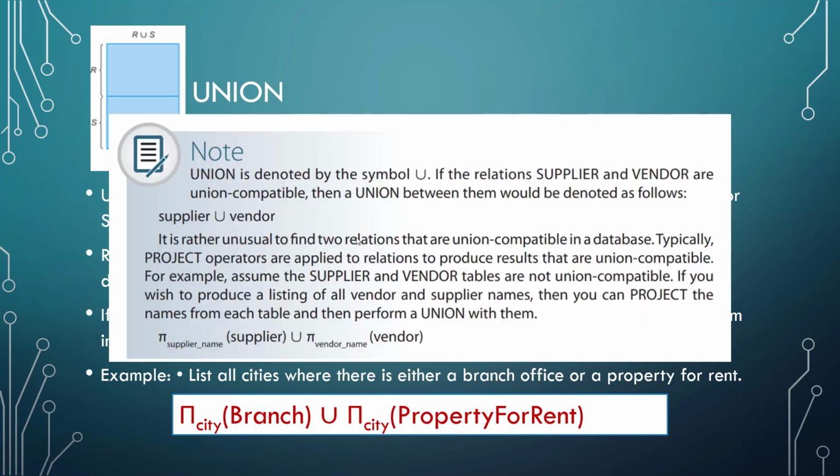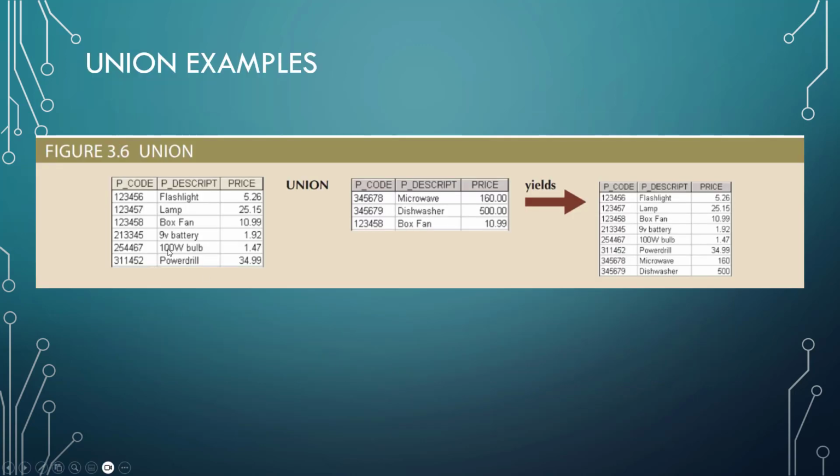This is from the textbook. If supplier and vendor are union compatible, then you can just do it like this. However, like the example with the branch and the property for rent, if they're not exactly the same, you can use the projection operation, and this says supplier name and this says vendor name, but they're both going to be text fields. So now this acts like a relation with one text field, and you're performing the union operation with another relation.